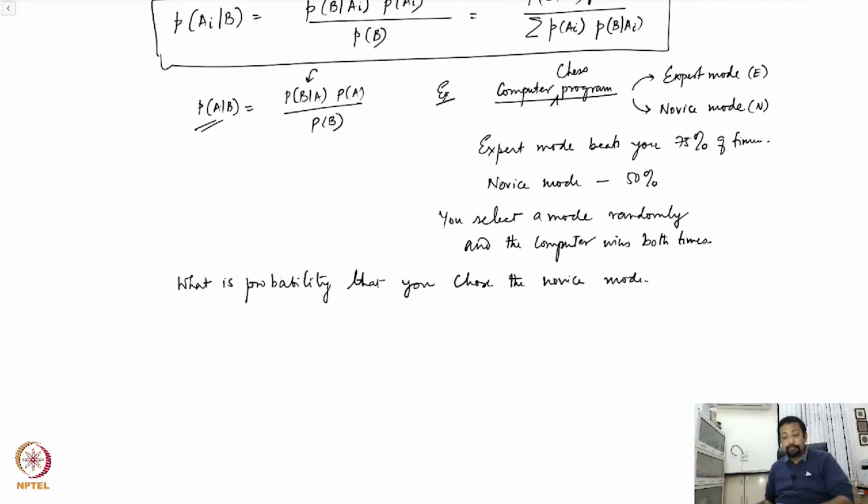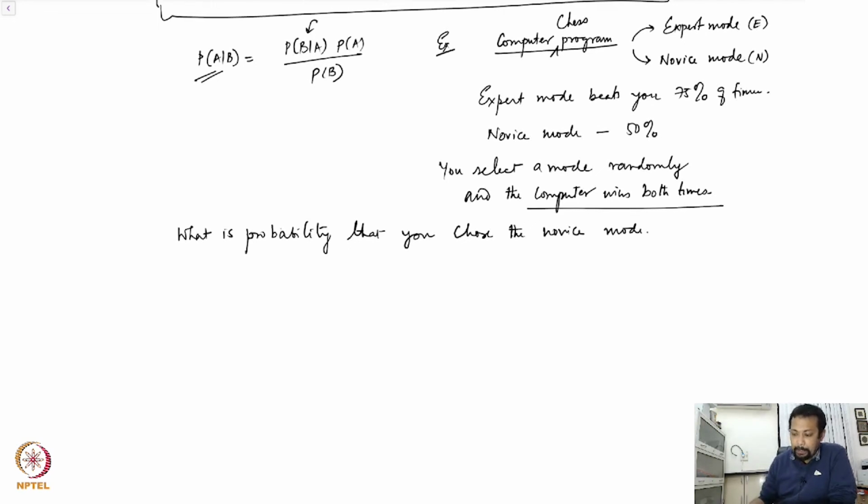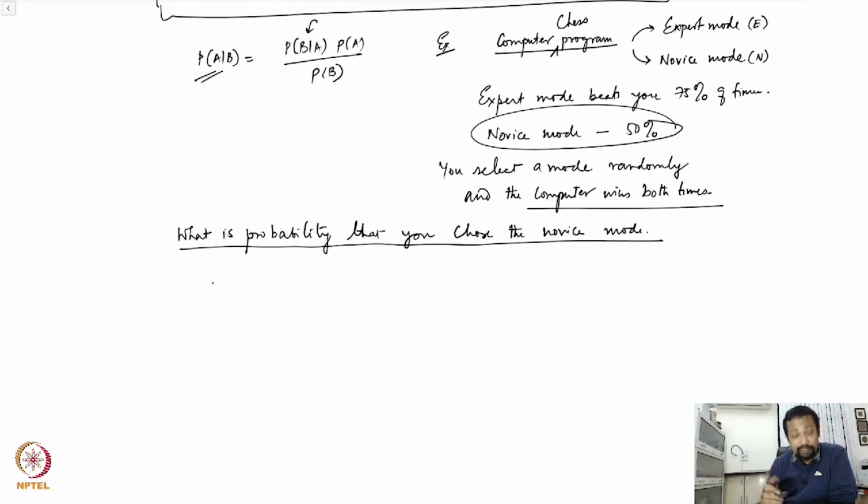See, if all this information was not given, which means the computer wins both times, then you would say that the probability of choosing a novice mode and winning is 50%. Sorry, I said 1/4, but it is 50%. So the probability of choosing the novice mode and winning is 50%, right? But now what is being asked is what is the probability that you chose the novice mode given that the computer has won twice. So what is the probability that you seek? Novice mode given WW, right?